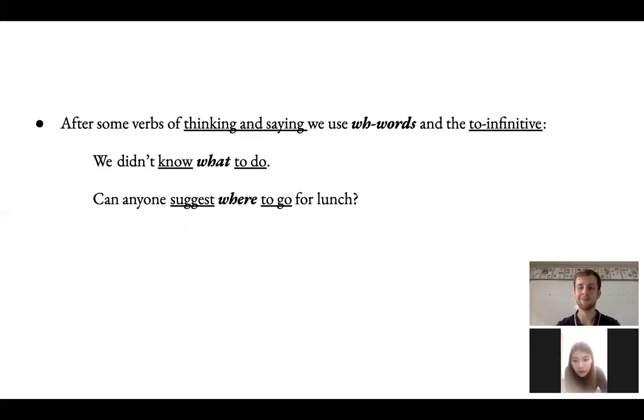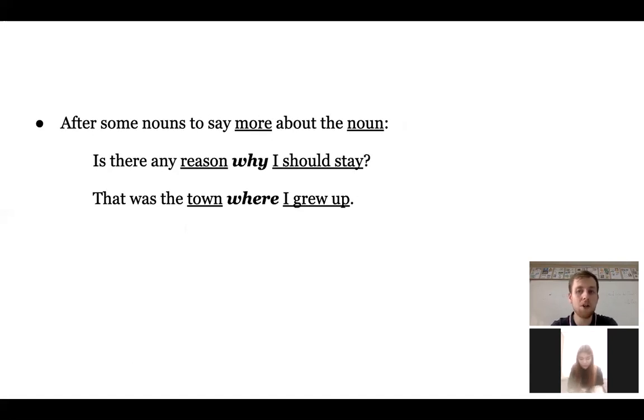Good, good one. Okay, and after some nouns, to say more about the noun, this is another way we can use WH clauses, if you want to add some more details in the sentence, to add some texture, to make it more interesting. Is there any reason why I should stay? Okay, good one.